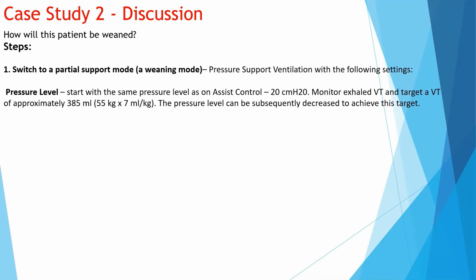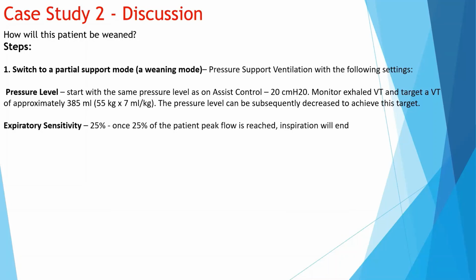The exhaled tidal volume needs to be monitored, and perhaps a target volume of maybe 385 milliliters, figuring her weight of 55 kilograms times 7 mils per kilo, could be the target. So the pressure level can be subsequently decreased to achieve this target. The expiratory sensitivity is usually set at 25%, which means that once 25% of the patient's peak flow is reached, inspiration will end.